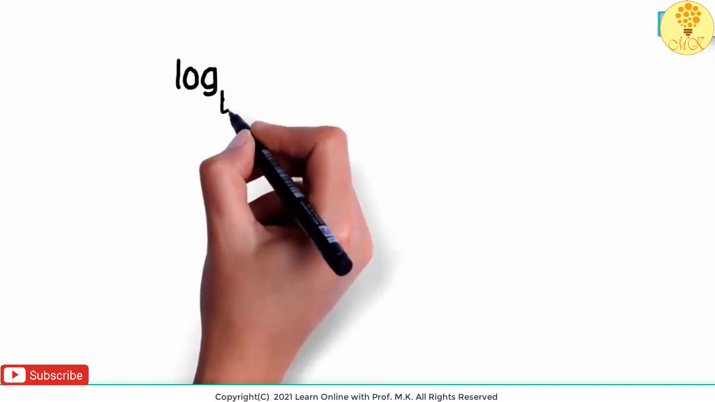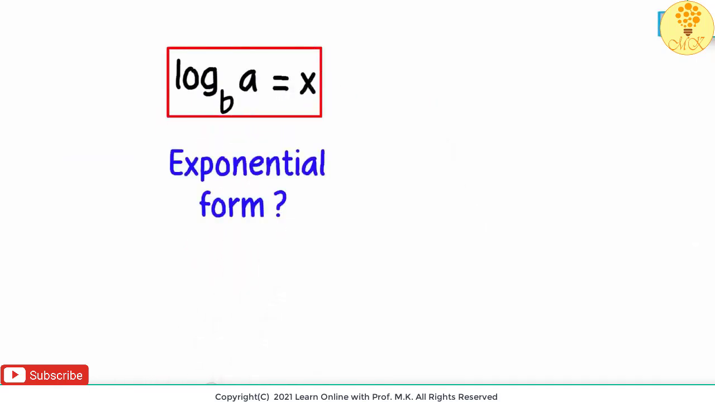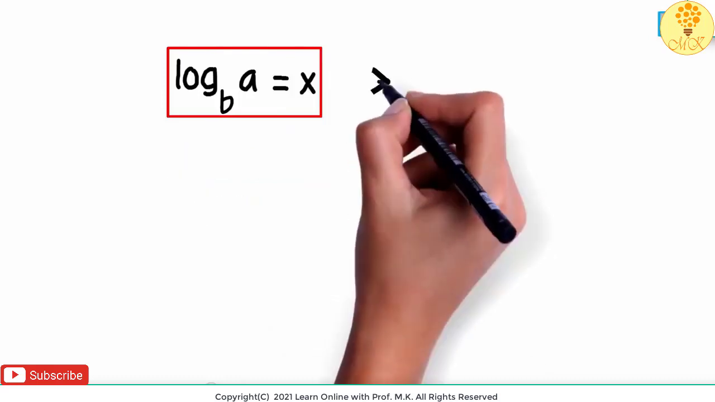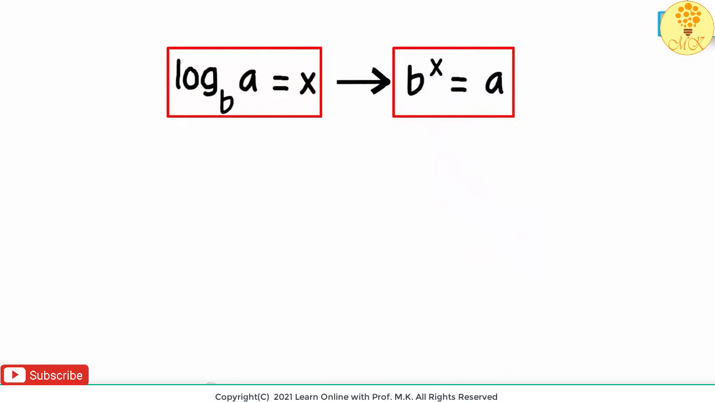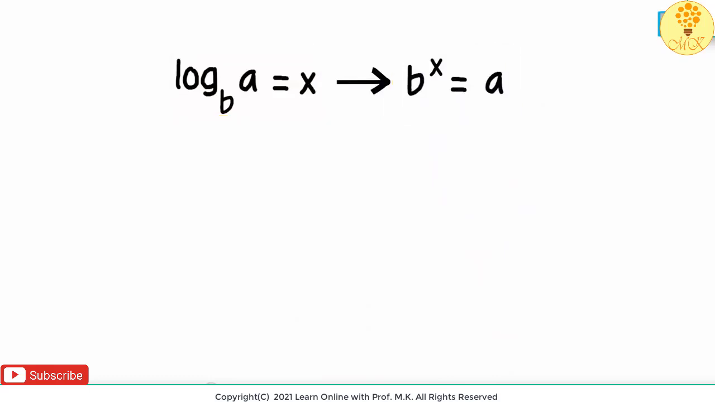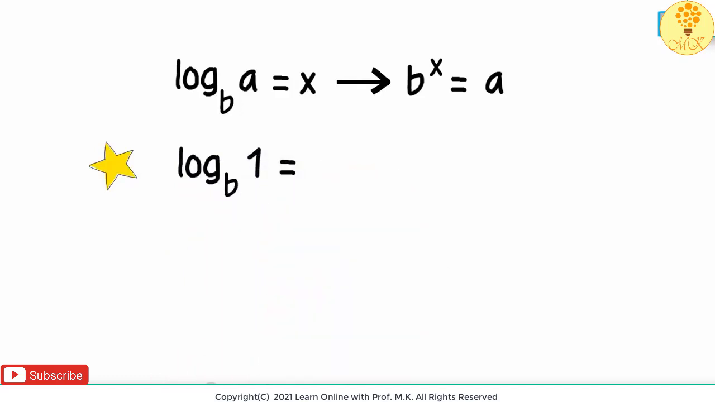The log of a to the base b is equal to x. How do we write this in the exponential form? We can write it as b raised to x is equal to a. Both the equations tell us the same thing. Now before we move forward, there are a few fundamental properties we need to know. Let's discuss the first one. What will log of 1 to the base b be equal to? How do we find this answer? I encourage you to pause the video and find the answer to this.